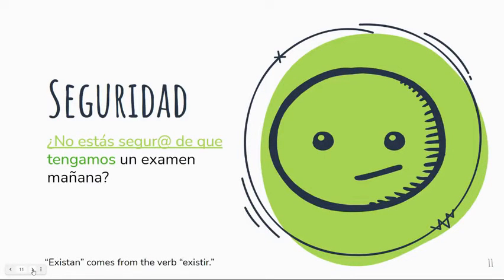We can also use these phrases to express our security in what we believe. ¿No estás seguro de que tengamos un examen mañana? It may or may not be true. I'm just not sure. Tengamos un examen mañana. By itself, it cannot be used. But with an expression, no estás seguro or segura de que, we must change the verb tener into the subjunctive.